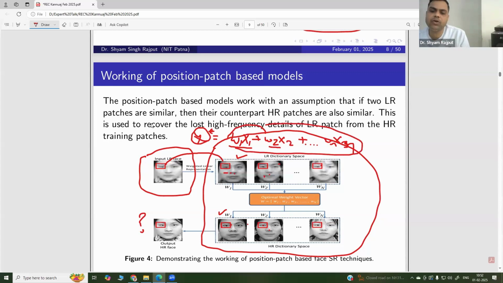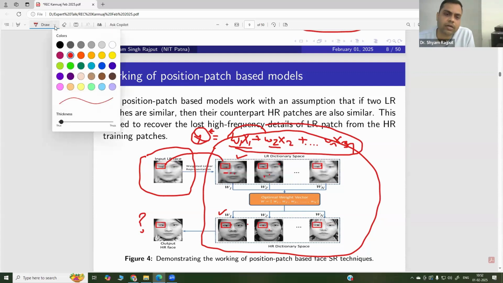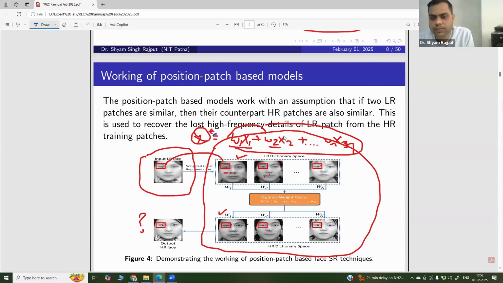This representation may not be accurate or perfectly matched, so using an equal sign is not correct. It may be approximately equivalent. What does that mean? Let's assume the value of Y is 10, and with all different combinations we are getting 9.9. We are unable to exactly represent the test patch with the combination of dictionary patches. There may be some error, here a 0.1 error. This error is called the representation error.